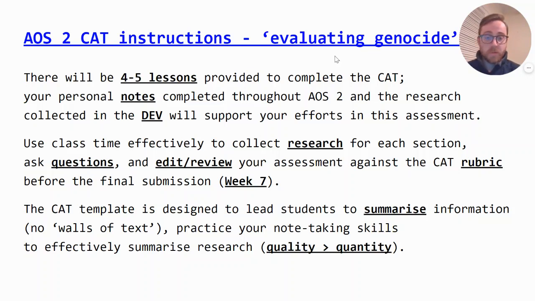So the best advice we can give you: quality over quantity. I don't want any questions about, well, how many words does it need to be? It should be the quality of your research, not the quantity.